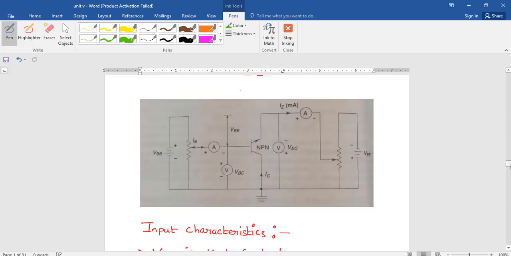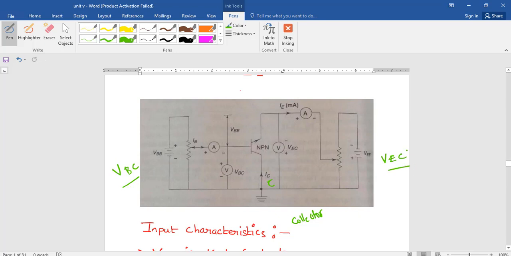Next one is common collector configuration. Here collector is common between emitter and base. On the right hand side you are having voltage source. It is connected between emitter and collector. On the left hand side you are having voltage source which connects base and collector. That is VBC. Here it is VEC.